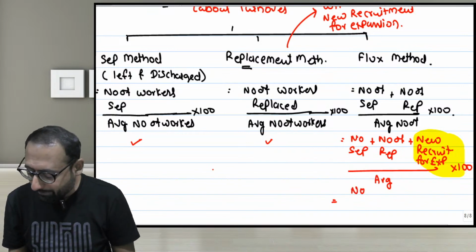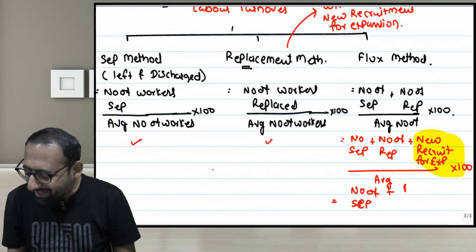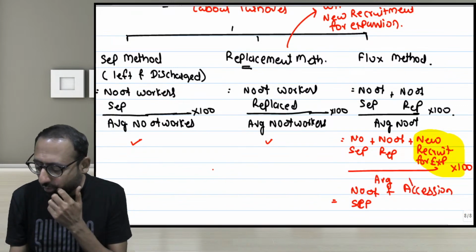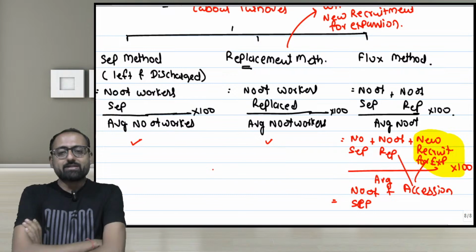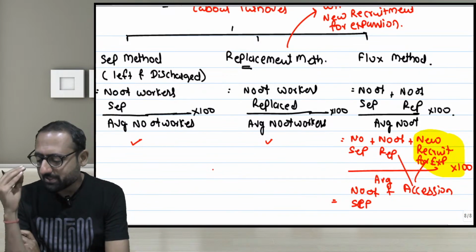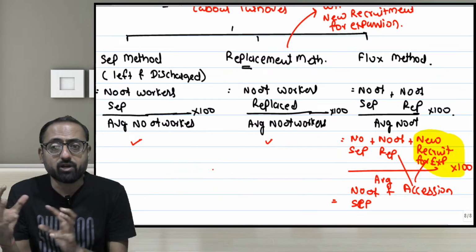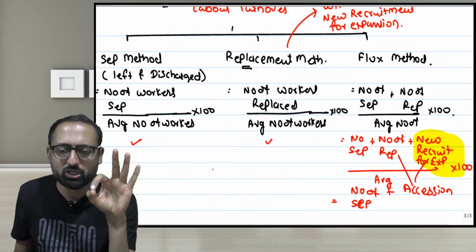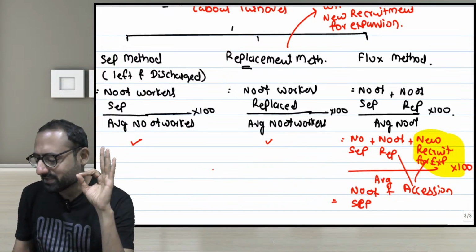Sir, this formula can be written like this: number of workers separated plus accession. Accession is nothing but the total of these two. Total of two means number of workers replaced plus number of workers newly recruited for expansion. This is called accession.